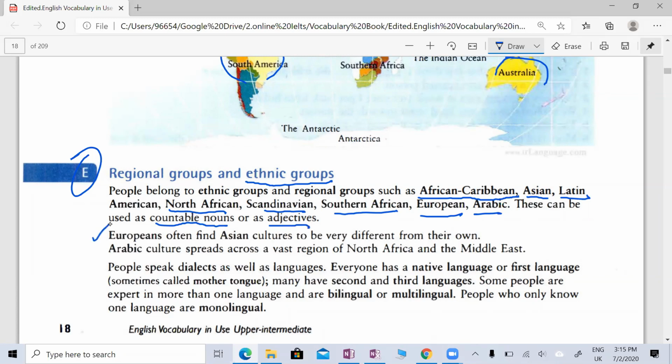Next is an example: Europeans often find Asian cultures to be very different from their own culture. I mean, Europeans here represent the people who live in European countries, and Asian means the people who live in Asia.